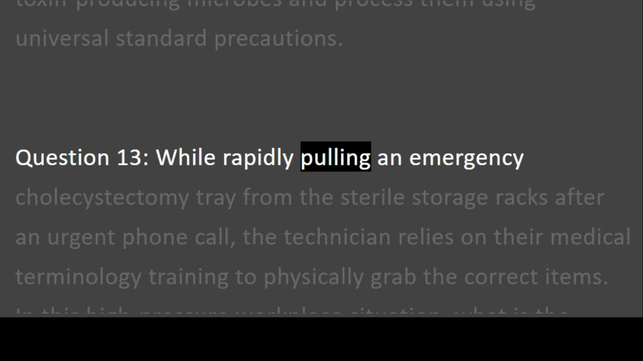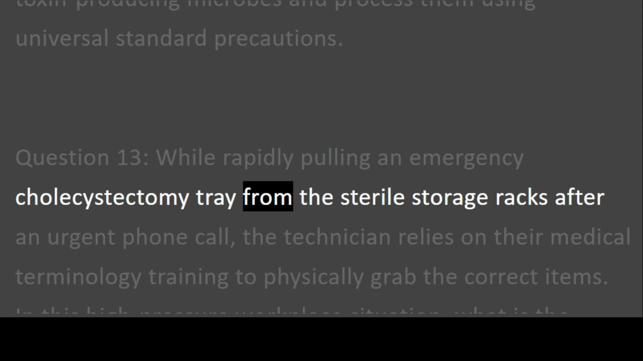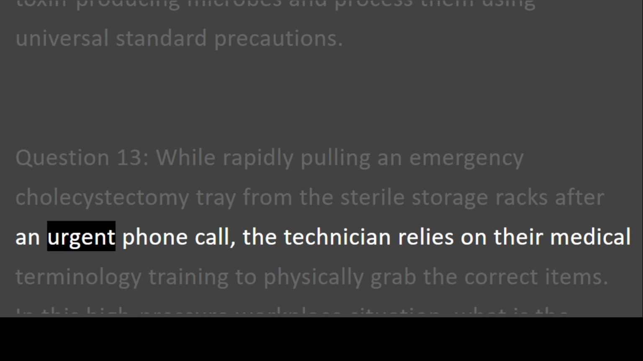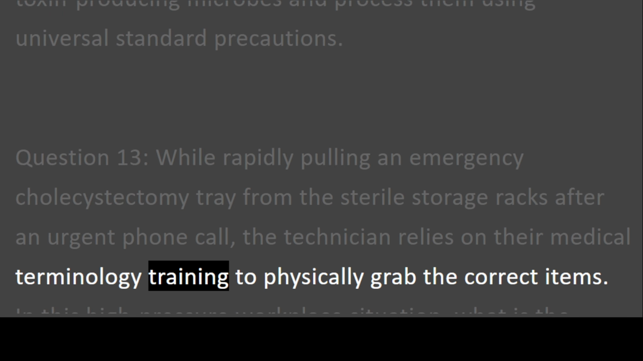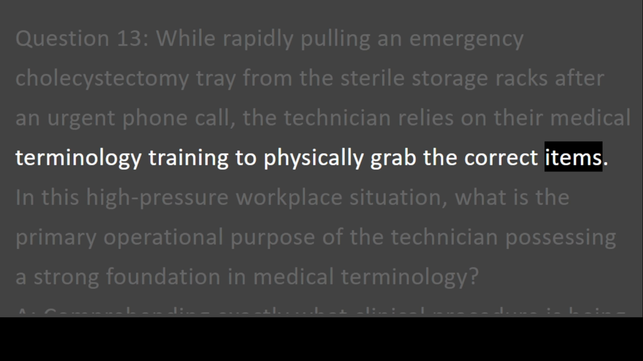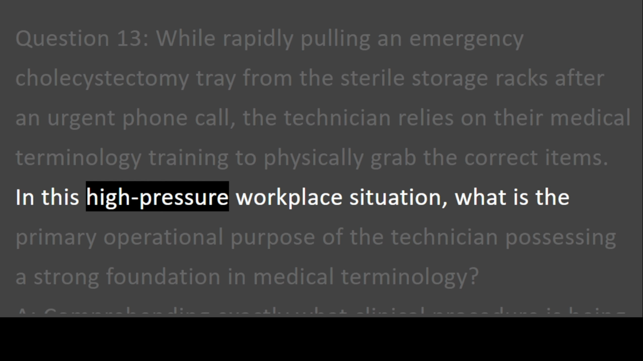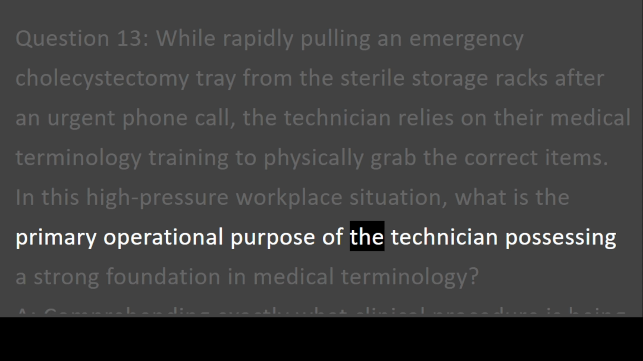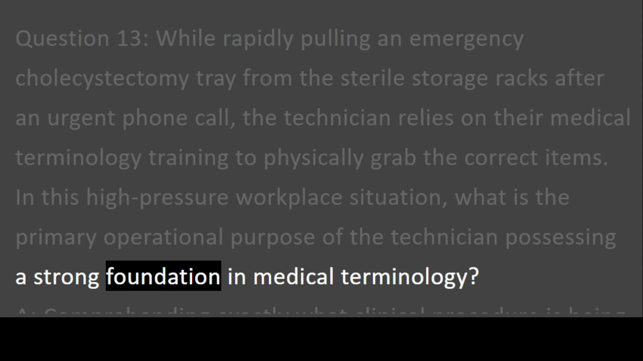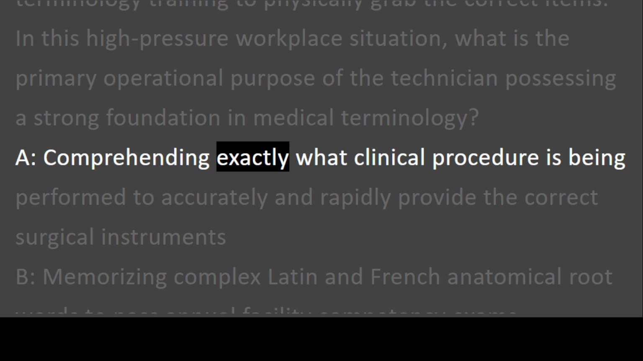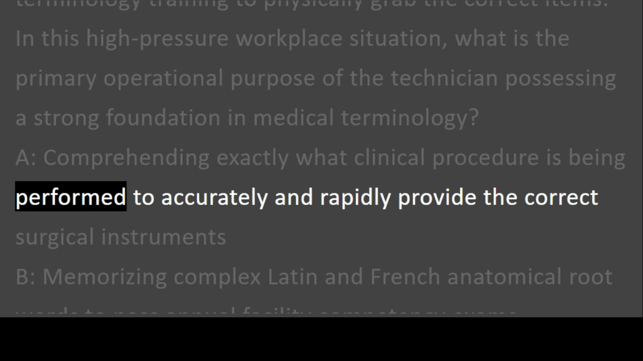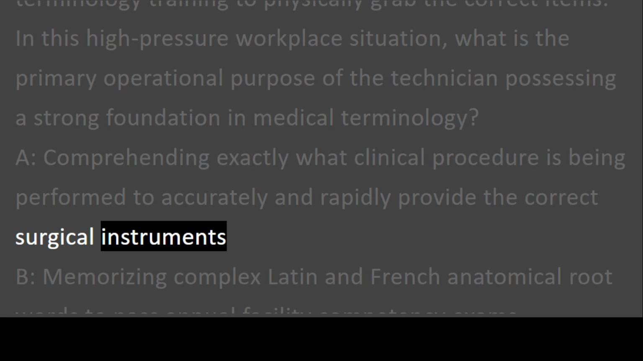Question 13. While rapidly pulling an emergency cholecystectomy tray from the sterile storage racks after an urgent phone call, the technician relies on their medical terminology training to physically grab the correct items. In this high-pressure workplace situation, what is the primary operational purpose of the technician possessing a strong foundation in medical terminology? A. Comprehending exactly what clinical procedure is being performed to accurately and rapidly provide the correct surgical instruments.